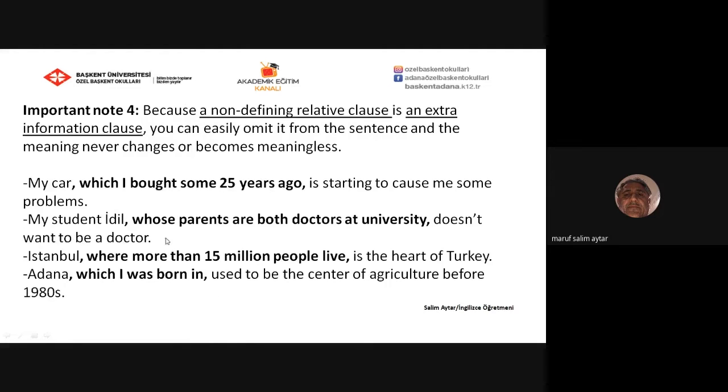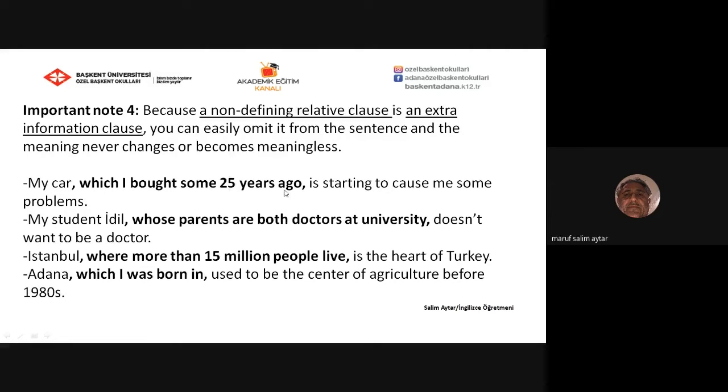There is another important note I would like to share with you. Because a non-defining relative clause is an extra information clause, you can easily omit it from the sentence and the meaning never changes or becomes meaningless. For example, my car, which I bought some 20 years ago, is starting to cause me some problems. This is extra information. If it is extra, we don't need it to define our car, which is already defined.